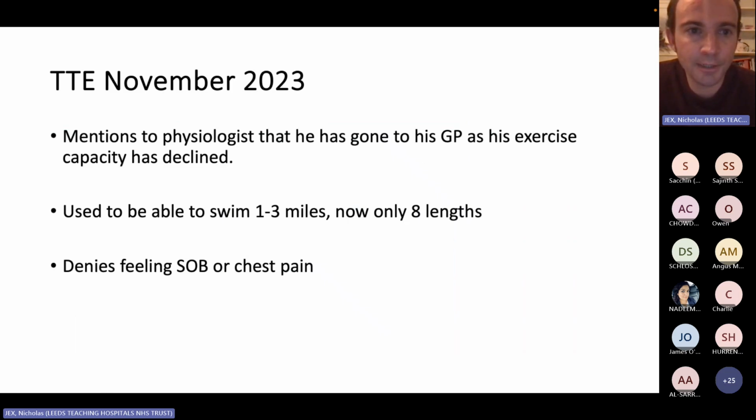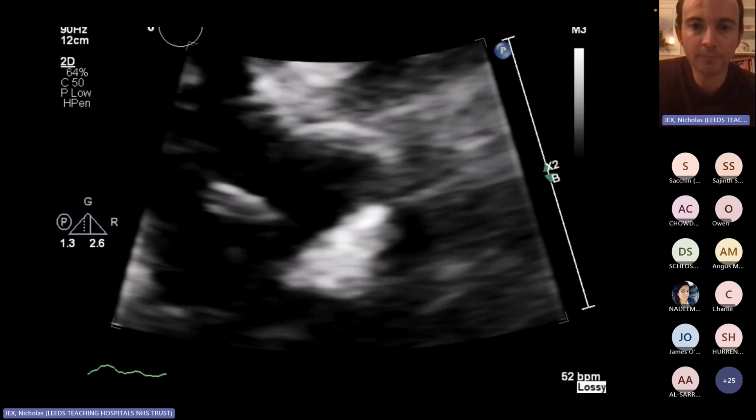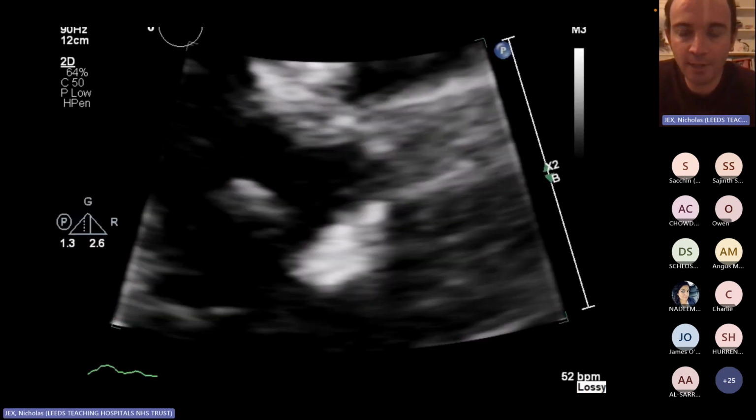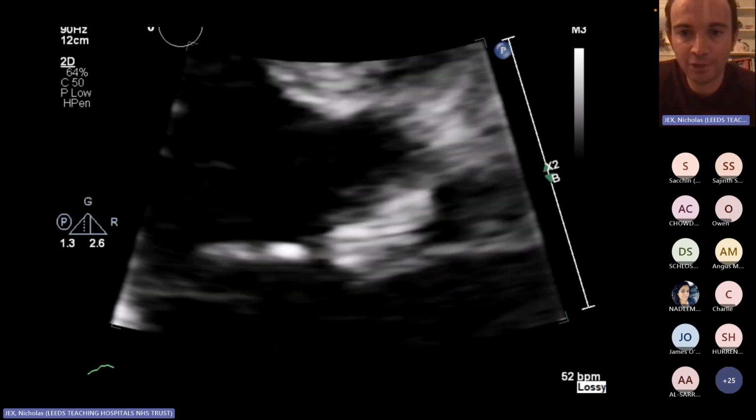So actually in November 2023, he then returns for his fourth echo, which is as part of his follow-up, and he mentions to the physiologist that he's had to go to his GP because his exercise capacity has declined. He was previously able to swim up to 3 miles, and this is now reduced to 8 lengths. He doesn't describe feeling particularly short of breath walking or experiencing any chest pain. So this is the repeat scan from November last year.